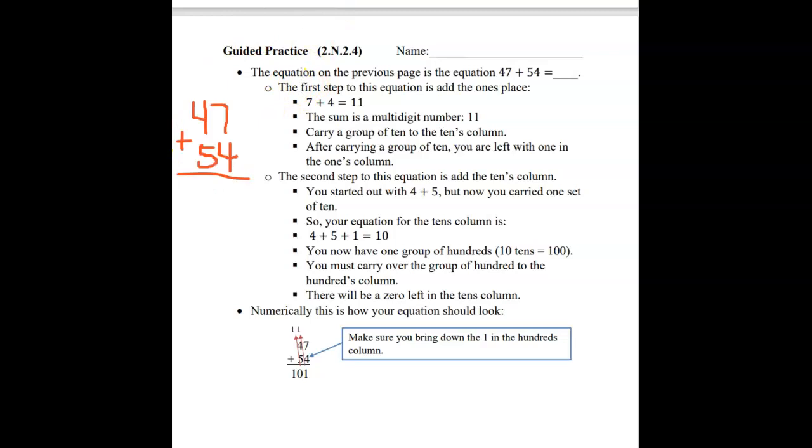Okay, so this is our ones column. So we said that was 11, so we're going to put the 1 here. Remember, we've got to put a 1 up here because it's a multi-digit number. You can't put a multi-digit number right here in the ones column. So we carried that up here. The second step of this equation is to add the tens column. So we start out with 4 plus 5, but we carried one set of 10 up here. So now it's 4 plus 5 plus our 1. So 4 plus 5 is 9, plus 1 is 10.